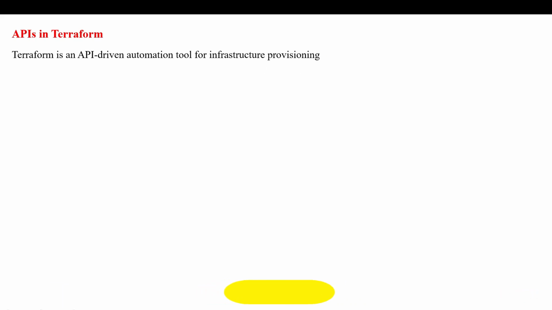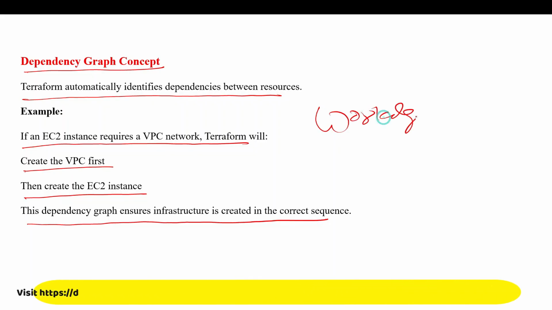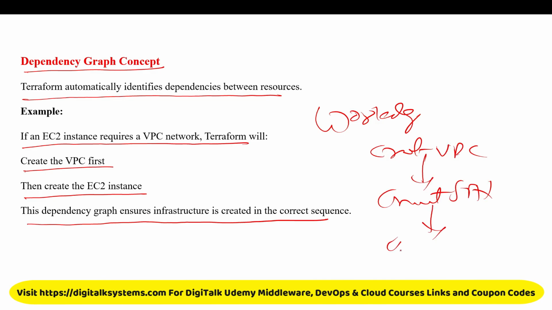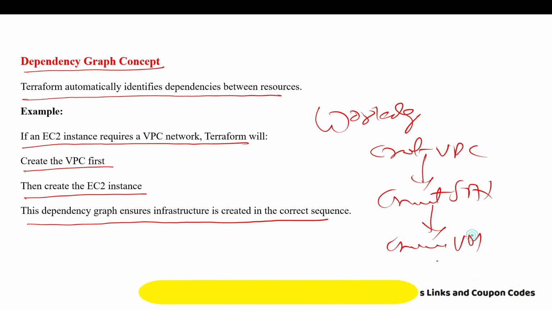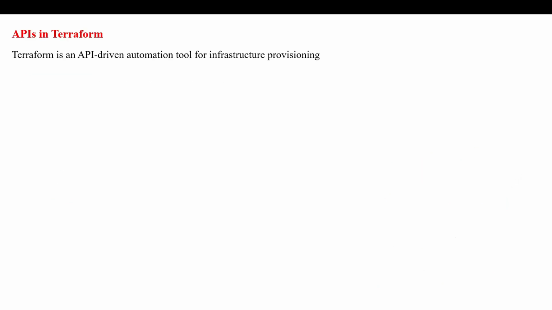Okay, and this is also referred to as your workflow, right? That means first create the VPC, then create the subnet, then create the virtual machine, and then some other dependent resources. So everything is executed in the proper workflow wherever you have certain dependencies, right?